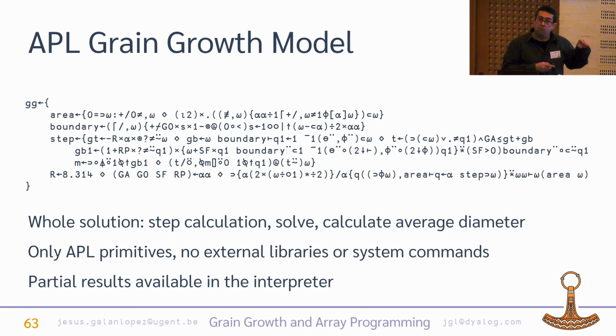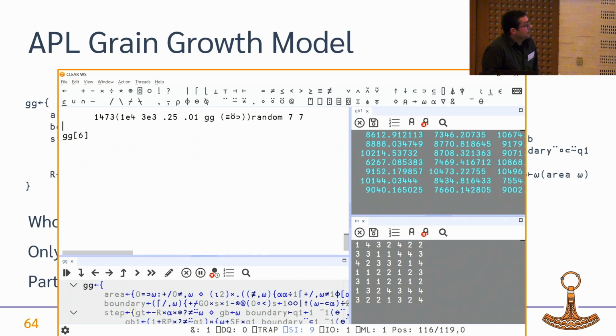In the Python code, we are using some external libraries. And here there are no external libraries. I don't even use system commands or anything like that. And the partial results that we wanted are available in the interpreter. They can just look at them. I'm quite sure you can do this in Python, but the students don't know how to do it.